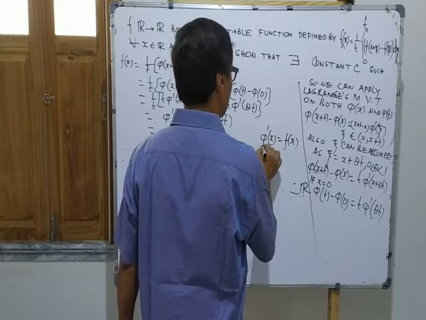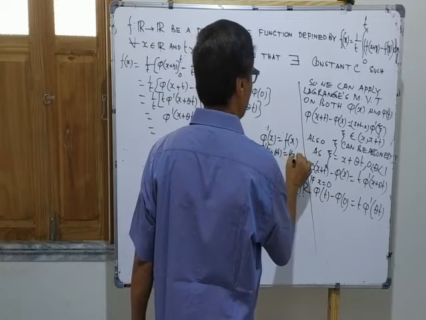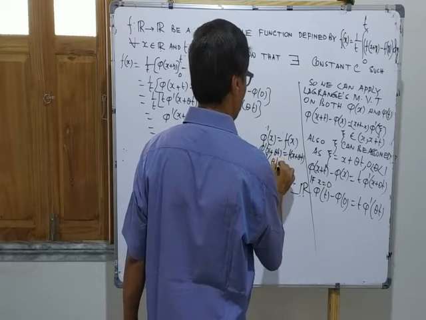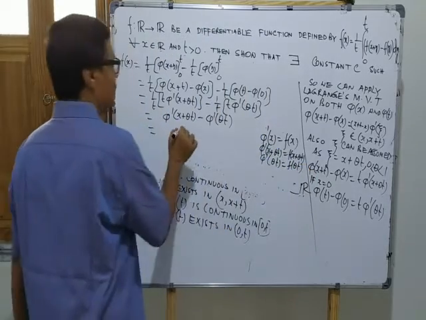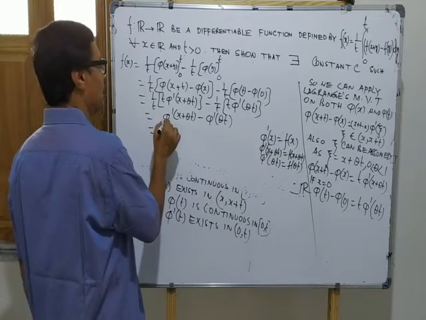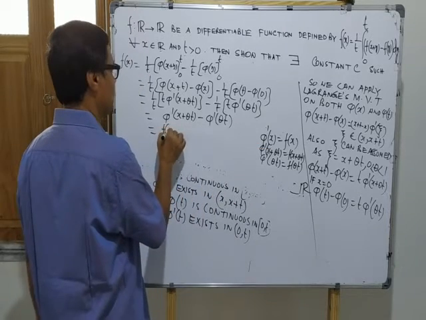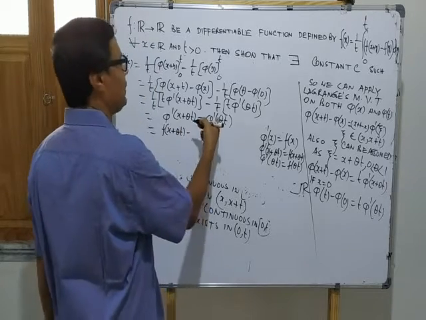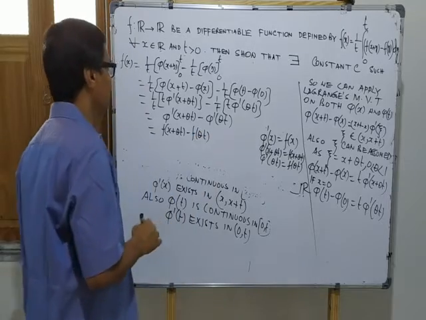So phi dot x plus theta t equal to f of x plus theta t. Phi dot theta t equal to f of theta t. We can put these relations in this expression. We get phi dot x plus theta t equal to f of x plus theta t minus phi dot theta t equal to f of theta t.